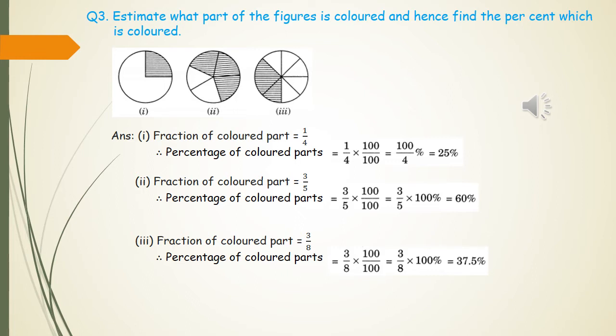In the second figure, there are 5 different divisions, and out of that 3 are shaded. So the fraction is 3 by 5, and we are multiplying numerator and denominator by 100, and we are getting 60%. In the third figure, there are 8 segments, out of that 3 are shaded. So 3 by 8, and after conversion we are getting 37.5%.